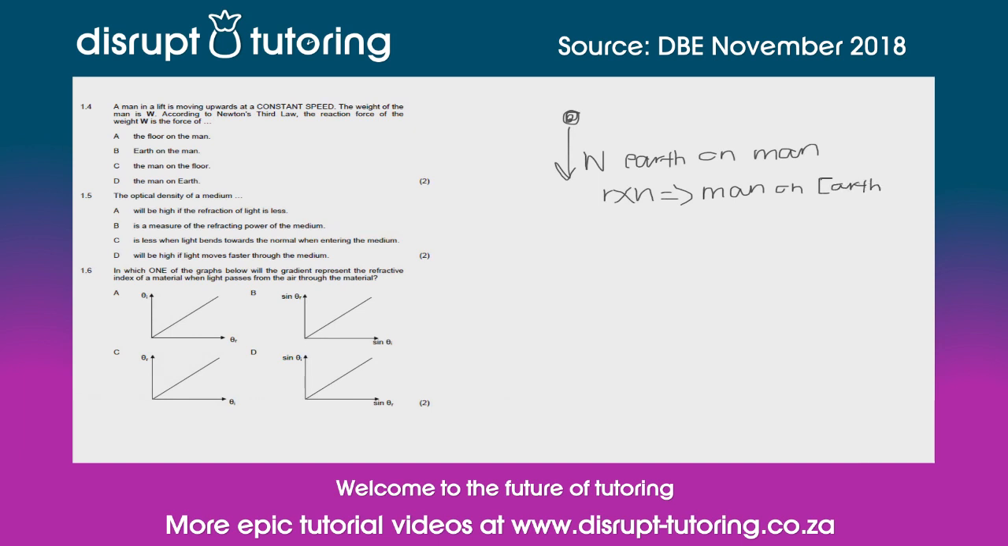And that is D. Okay. Moving on to 1.5, it says the optical density of a medium, and this is a definition question.